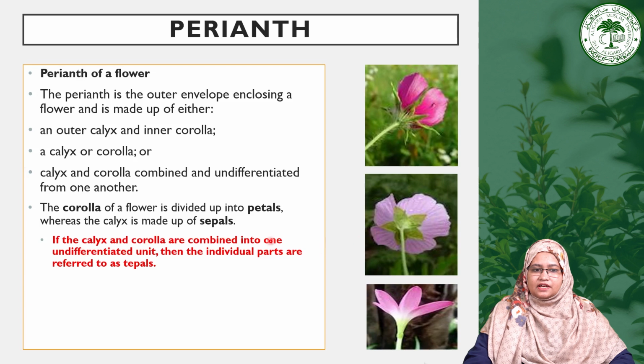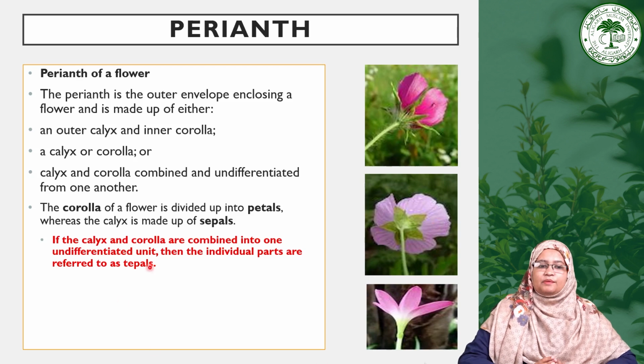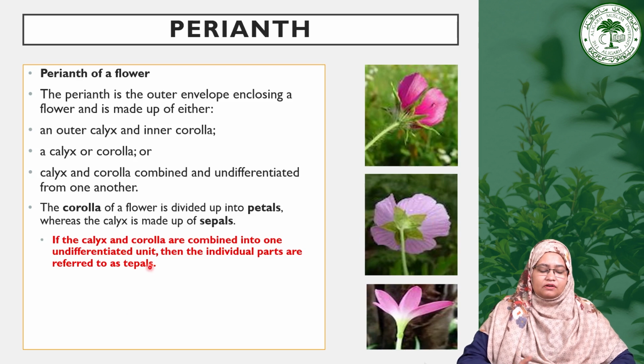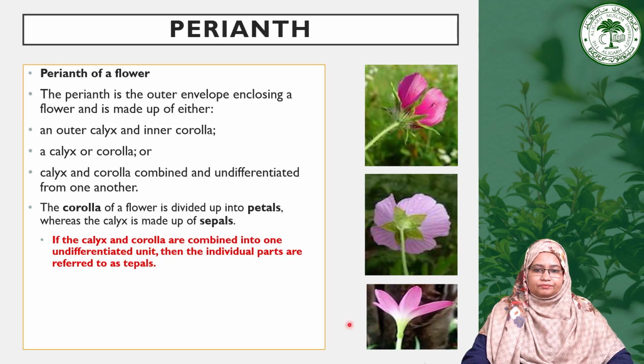So the calyx is the outer layer, whose unit is the sepals, and the corolla is next to the calyx, whose unit is the petals. And if the calyx and corolla are combined into one undifferentiated unit, then it is called the perianth, and the unit of this is called tepals. As you can see here, there is no differentiation of the calyx and corolla.